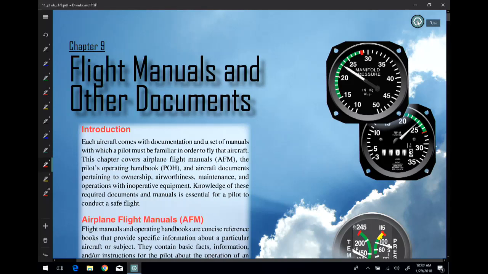What is it exactly that the chapter was all about? Well, as you can see behind me, this chapter is about flight manuals and other documents. Some of you have mentioned that it's just not very entertaining and kind of hard to stay with it. Well, welcome to technical reading. That's what this is all about.